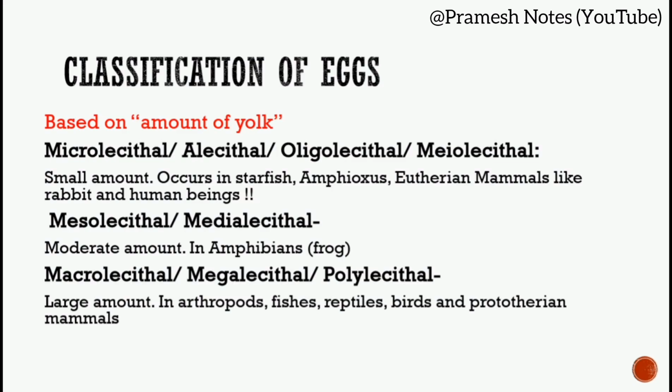Let's learn about the structure of eggs and their classification on different bases. On the basis of the amount of yolk, eggs are classified into microlecithal, mesolecithal, and macrolecithal. In microlecithal, there is a little amount of yolk. It occurs in starfish, amphioxus, and eutherian mammals like rabbit and humans. In mesolecithal, there is a moderate amount of yolk. It occurs in amphibians like frogs. In macrolecithal, there is a large amount of yolk. It occurs in arthropods, fishes, reptiles, birds, and monotremata, the prototherian mammals.